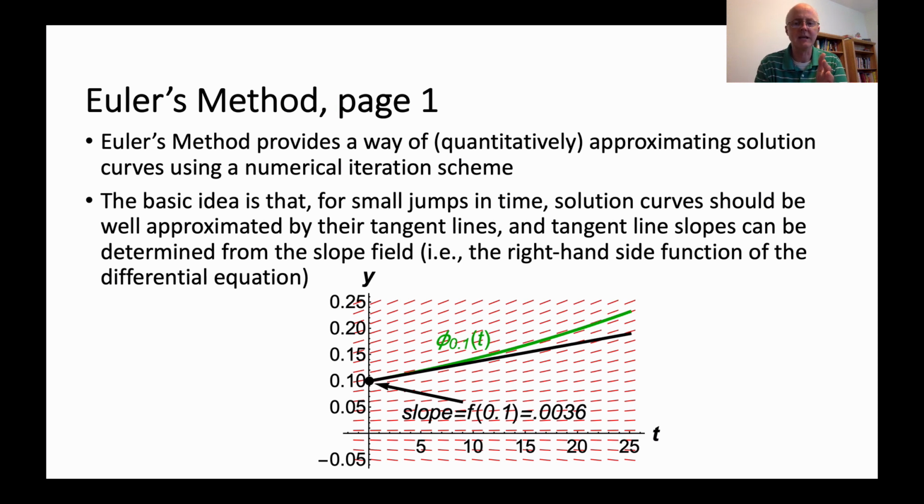But if we did, then the second coordinate of this point would be w1. And it could be found by taking w0, which is 0.1, and adding on, trying to draw a right triangle here, the length of this line segment, that would be the delta w, which can be found by taking the slope here, the 0.0036, times h, times 25 in this case. Now again, you'd never use an h that big, but just for the sake of illustration.